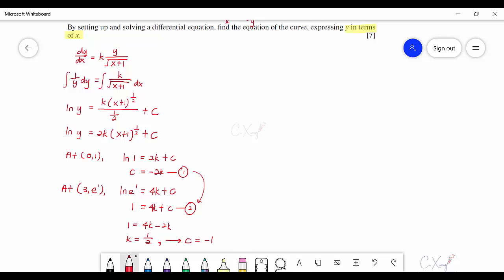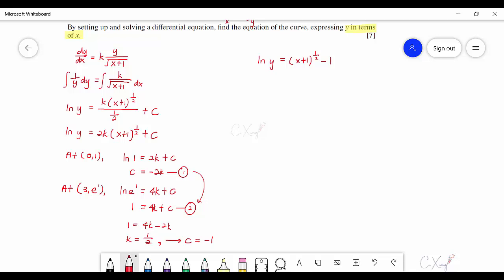All right, so they want you to express your answer y in terms of x. So you substitute all the values for k and c into your general solution to get the particular solution. So k is half, right? So you're having x plus 1 power half. And then your c is negative 1. Therefore, you're having a negative 1 here.